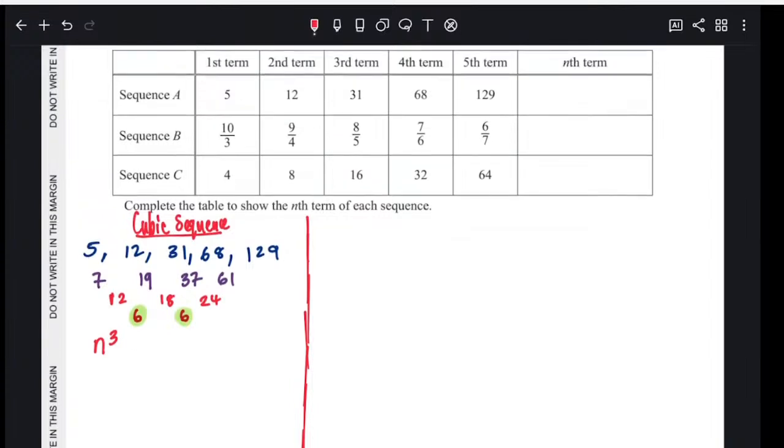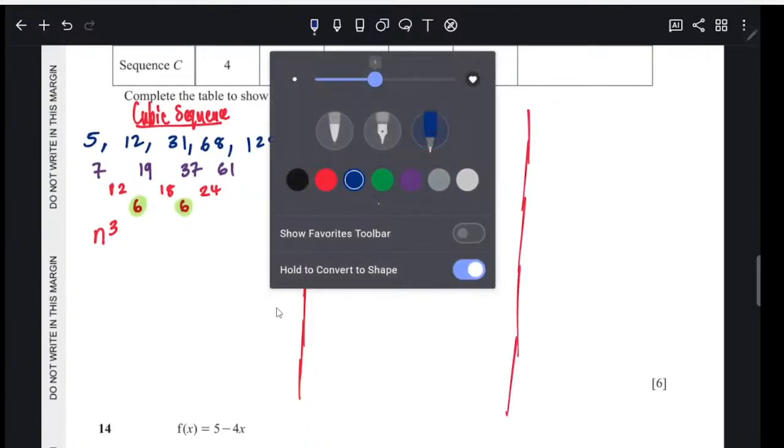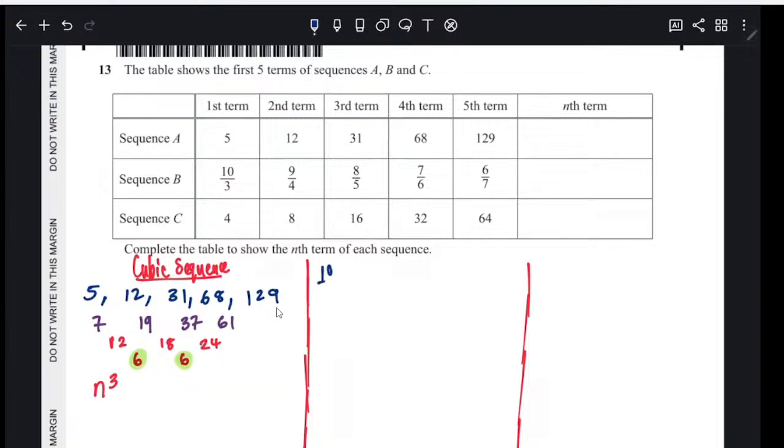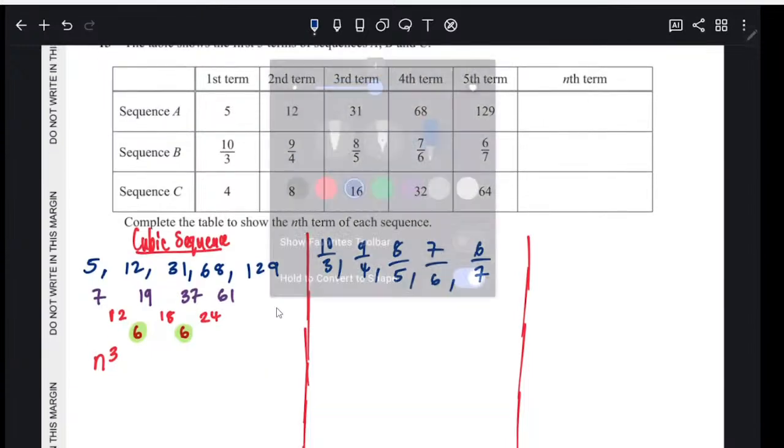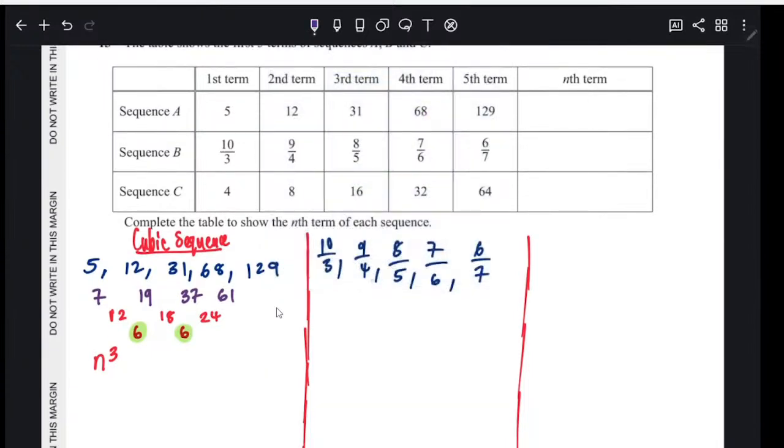What do I do when it's 10 over 3, 9 over 4, 8 over 5, 7 over 6, and 6 over 7? I want to see what type of sequence this is. We start with the easier ones. Can you subtract this? Open bracket 9, then press the button which says A, B over C, then 4, close, minus, open bracket, 10, A, B over C, 3, close.